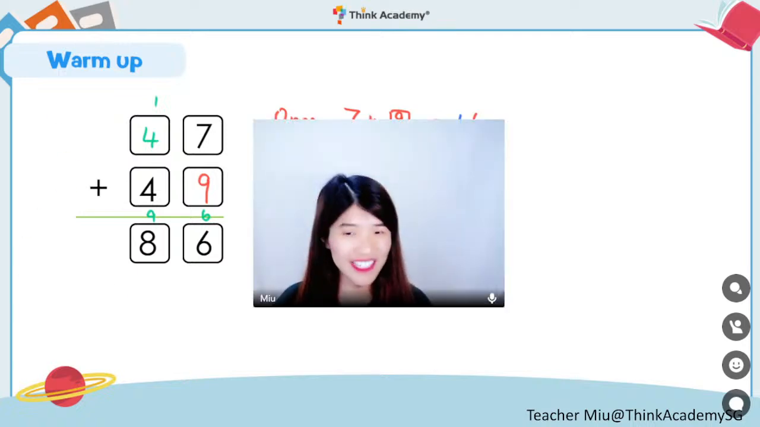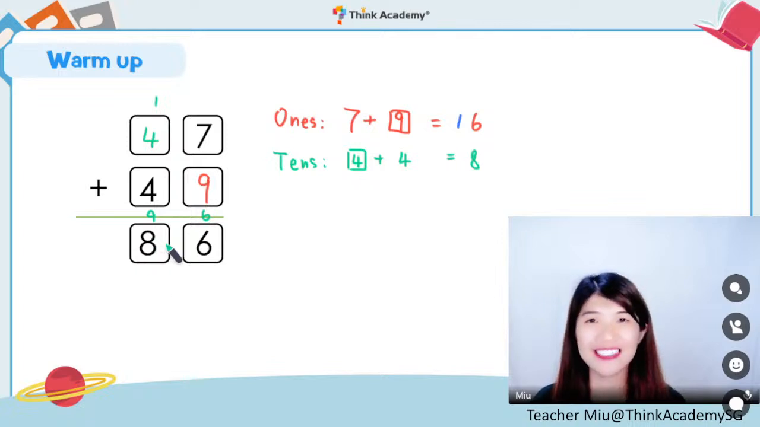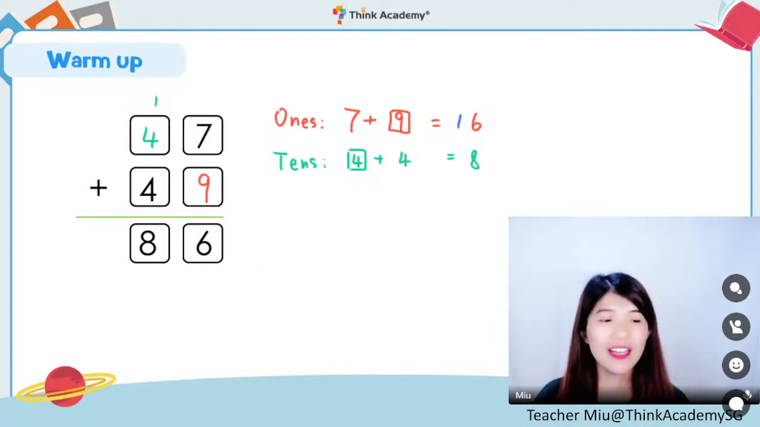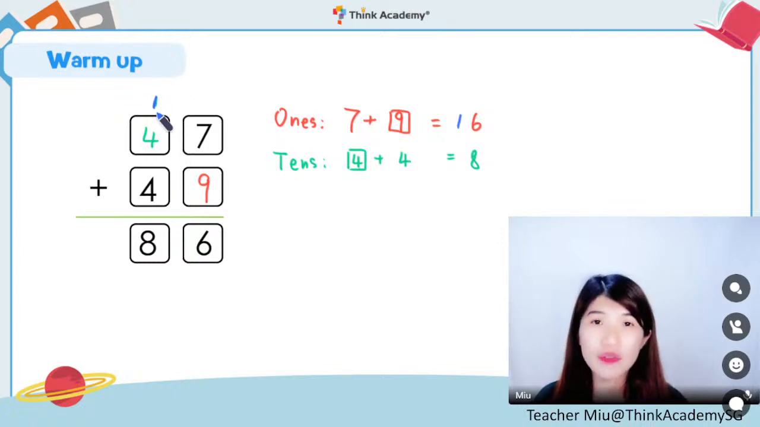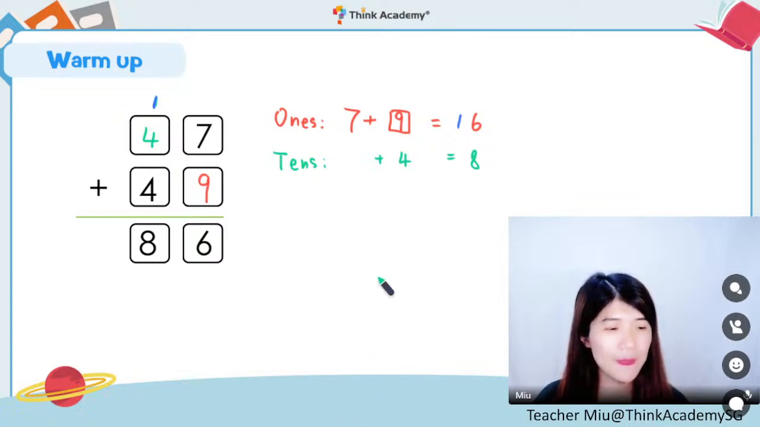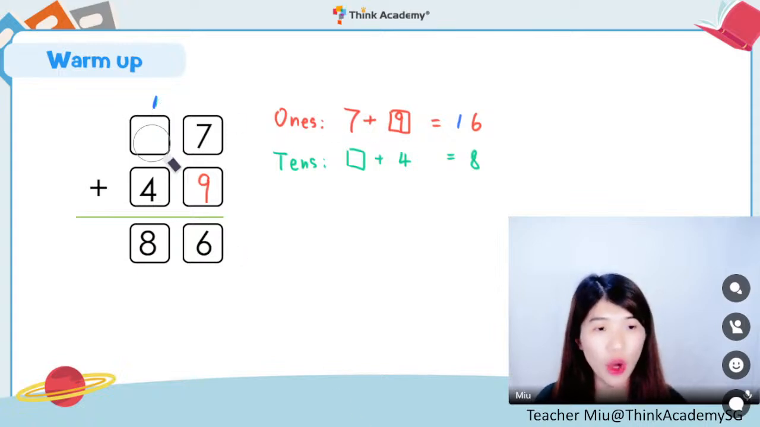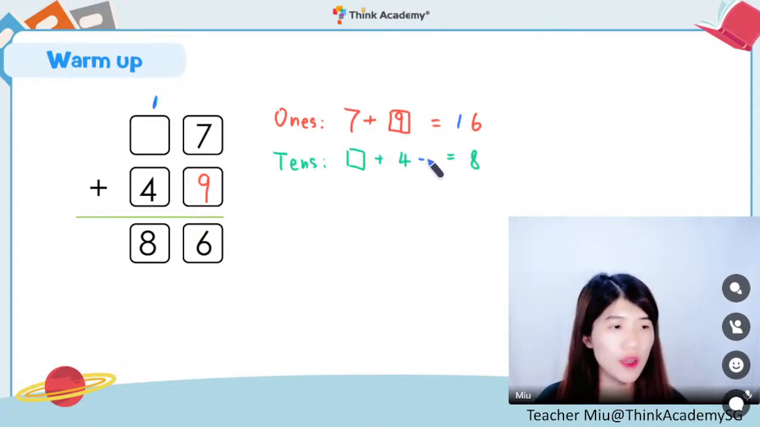Not really. Why not? Guys, look at the tens place. Are you really doing 4 plus 4 gives you 8? No. You forgot the carryover you just did here. Don't forget about your carryover. So for the tens place, it's actually a number that's not 4. A number plus 4 plus the 1 carryover gives you 8.